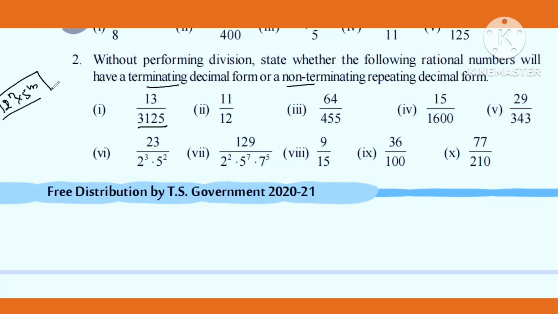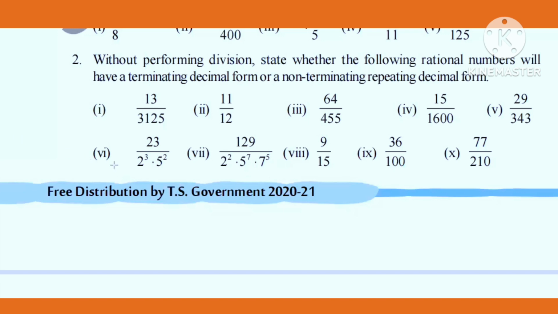Means you should write the denominator in the form of prime factorization. Then if you get 2 power n into 5 power m, it is terminating. And if you are not getting that, it is non-terminating. Let us see the first one. Before doing prime factorization, first of all you have to check whether it is in the simplest ratio or not.